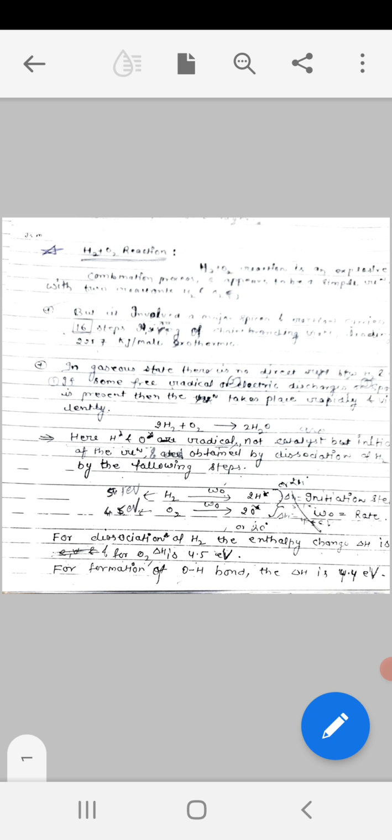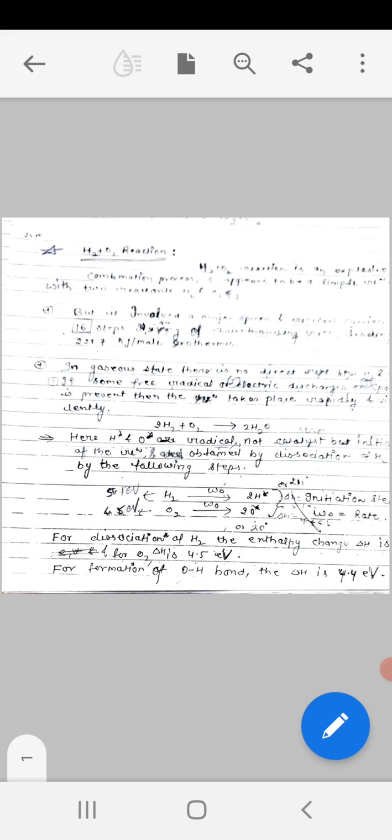In step 1, a hydrogen molecule with a rate constant of W0 is converted into 2 H free radicals. In the next step, oxygen with W0 forms two oxygen free radical atoms. These two steps are initiation steps, and W0 is the rate.